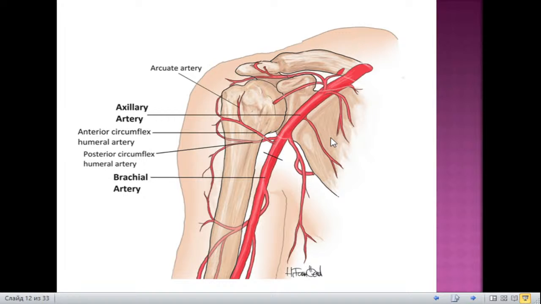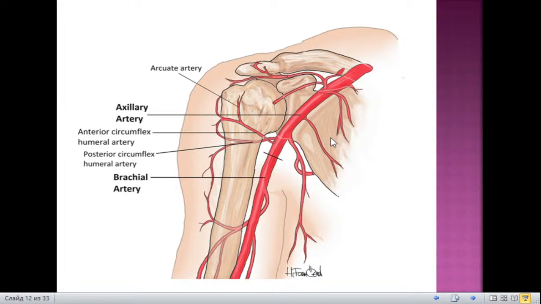what are the anastomoses in the shoulder region? The first anastomose is also called the scapular anastomose. It is the anastomose between the suprascapular artery and the circumflex scapular artery. So it is an anastomose between the subclavian artery and the axillary artery.